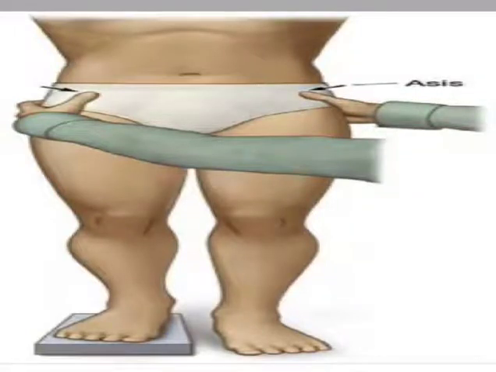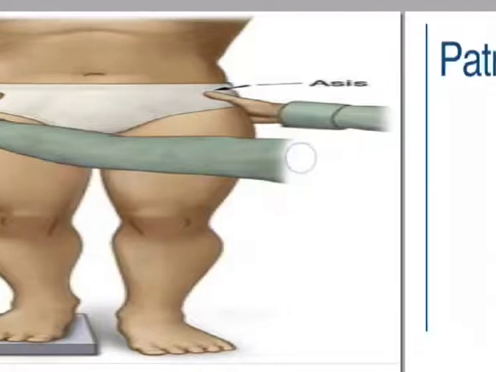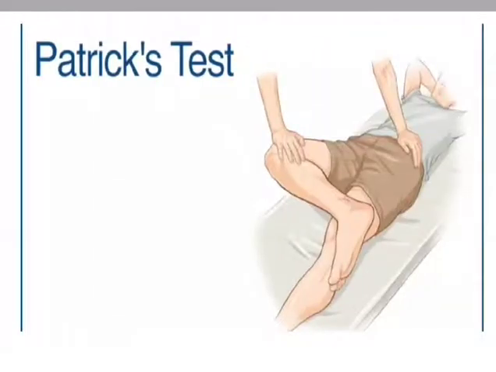So today we are going to discuss about hip joint special tests. So first one is the Patrick's test. It is also called Phillips test and figure 4 test. In this test, the patient is in supine lying. The therapist places one hand on the unaffected ASIS and another hand on the affected knee.